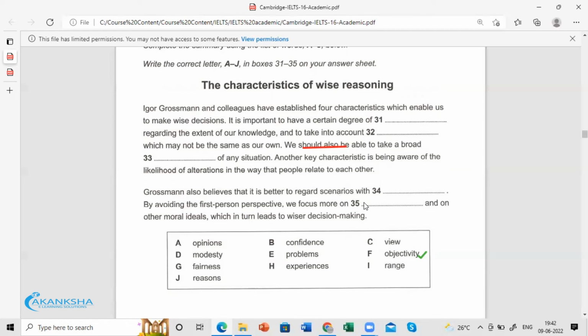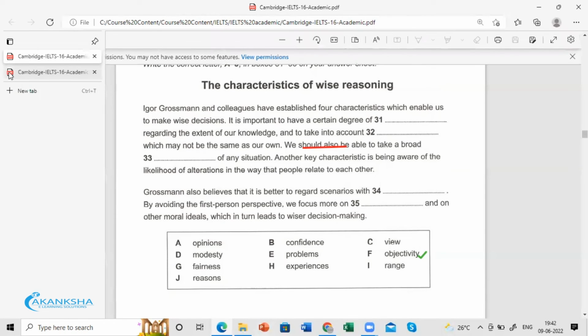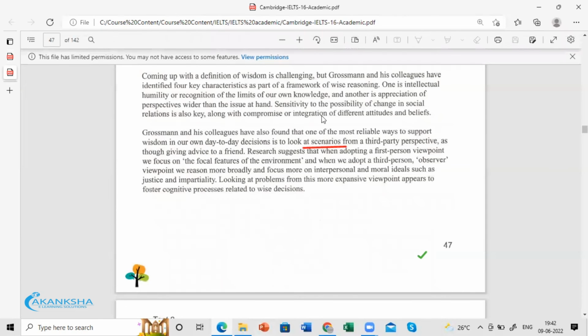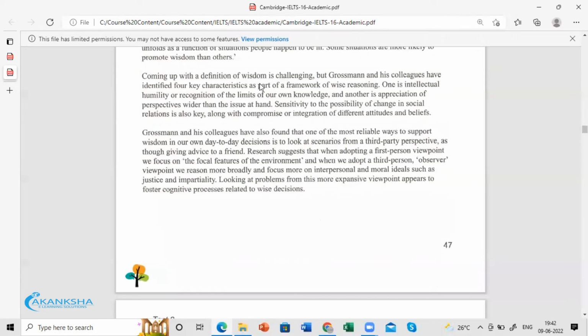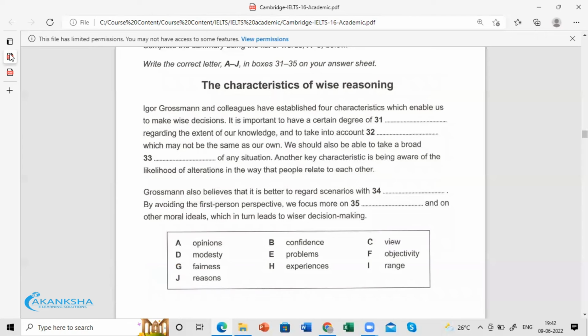Okay, so the whole topic is quite vague, so we need to just focus on the synonyms that are given. So we focus on the first person perspective. By avoiding, we need to see where he is trying to talk about avoiding something. Okay, so here he says, while adopting first person viewpoint. Adopting is different, avoiding is different. Adopting, avoiding, those are two different things.